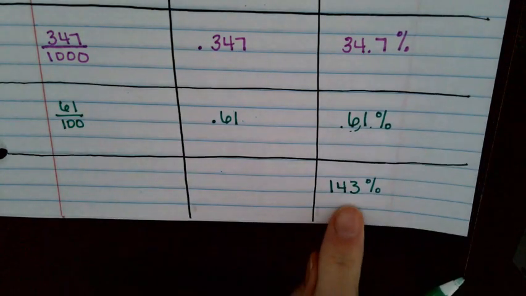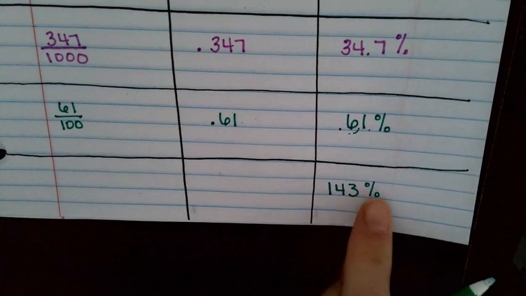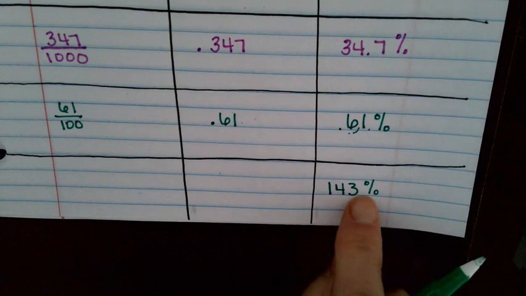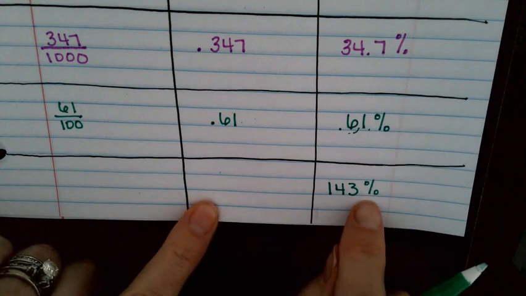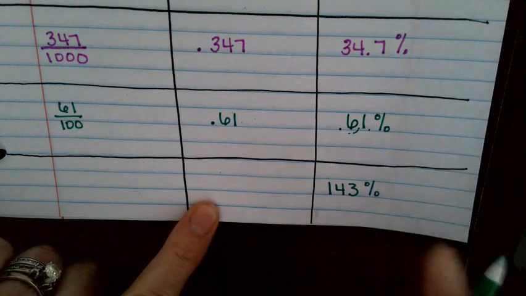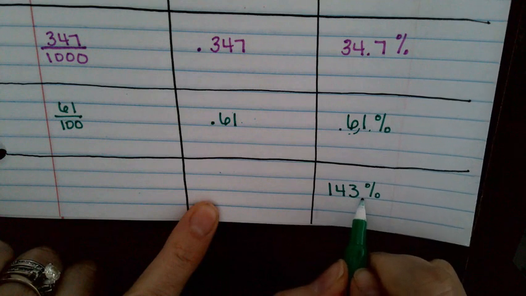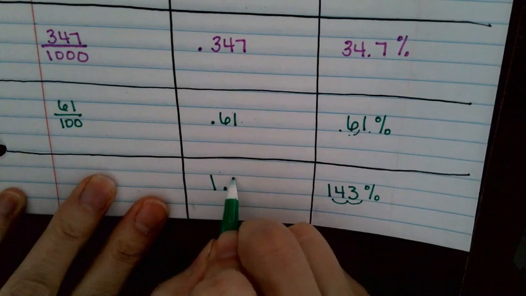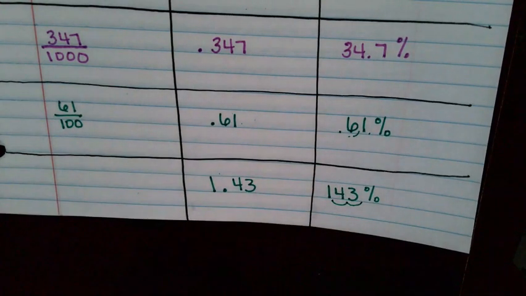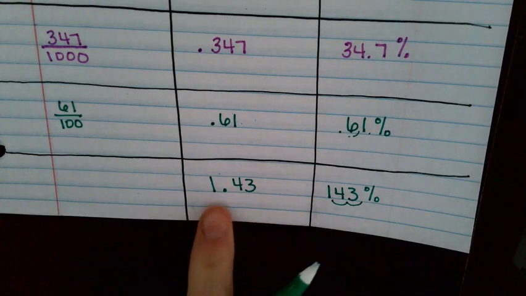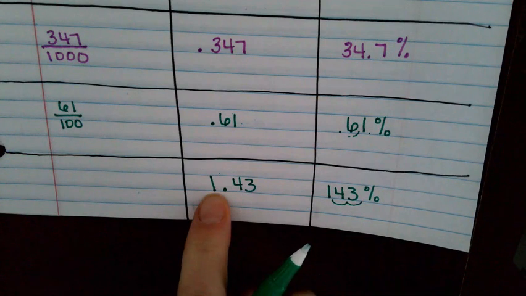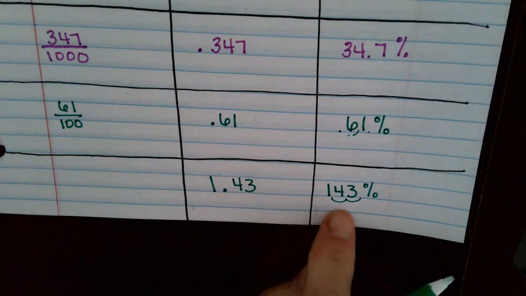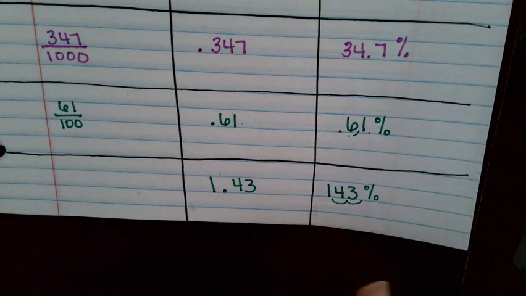143%. What I'm going to do is start here. Remember that to get from a decimal to a percent, we move the decimal over to the right 2 places. So in order to get to a decimal, I'm going to go to the left 2 places, and I'm going to get 1 and 43 hundredths. And that makes sense because this is over 1. 100% is exactly 1, so 143% should be greater than 1.